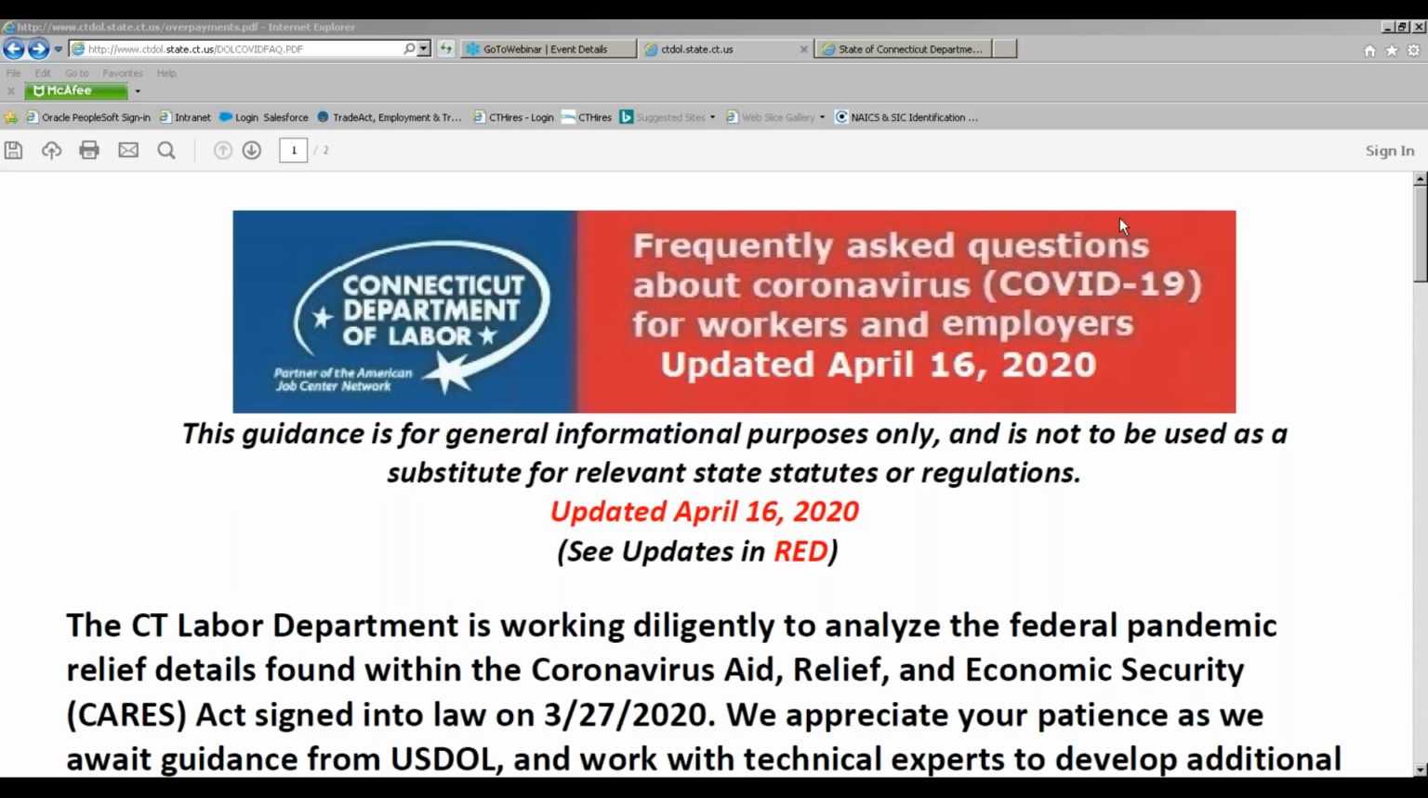It will be up again on the frequently asked questions, but at this time, due to the current situation we're all in, the search for work has been exempt. Our advice to you is we're not telling you to stop looking for work, but at this time, the requirement for the Department of Labor to file your claims has been removed.